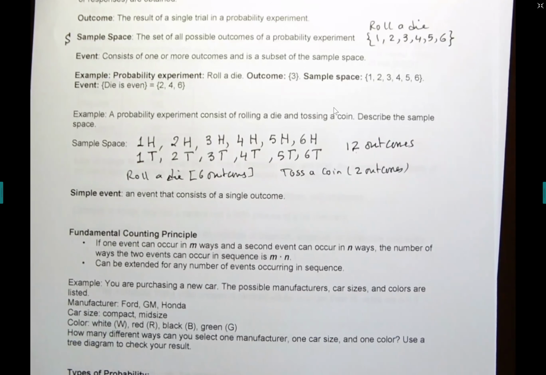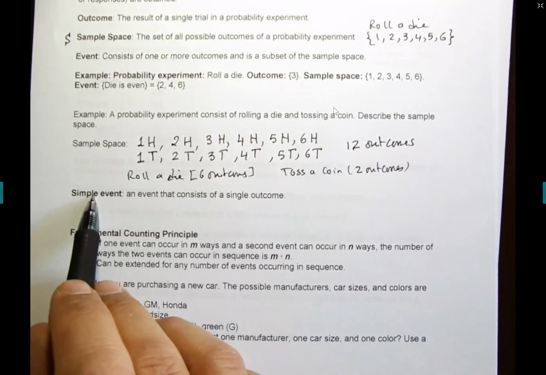I'm going to start listing them. 1 with 1, 1 with 2, 1 with 3, 1 with 4, 1 with 5, 1 with 6. 2 with 1, 2 with 2, 2 with 3, 2 with 4, 2 with 5, 2 with 6. 3 with 1, 3 with 2, 3 with 3, 3 with 4, 3 with 5, 3 with 6, and so on and so forth. So if you can figure out the number of outcomes from the first action and the number of outcomes from the second action, multiply the two, and you get the total number of outcomes.